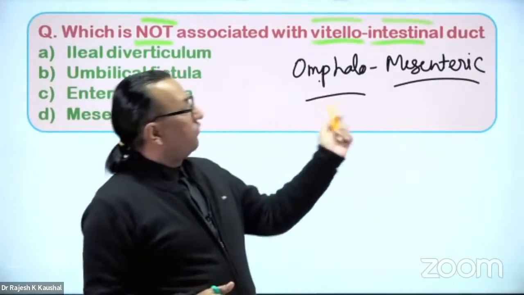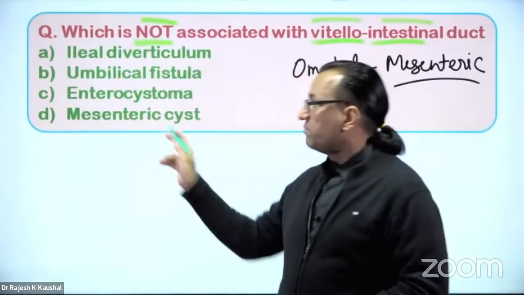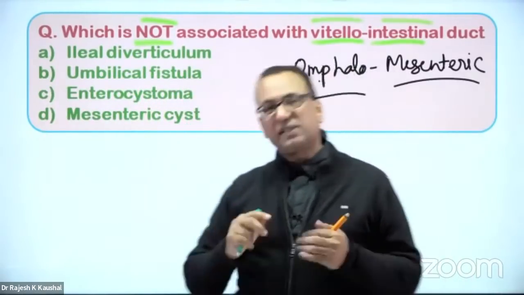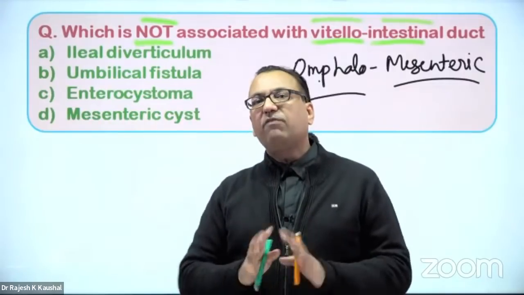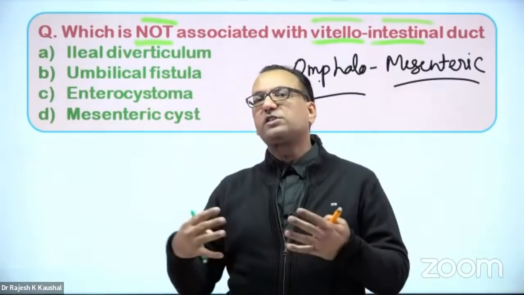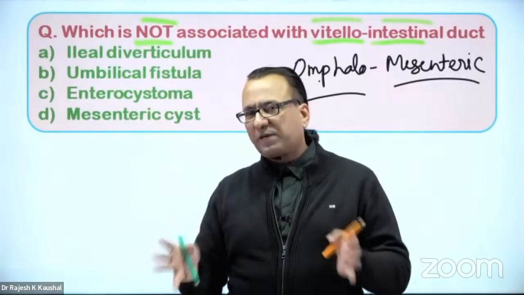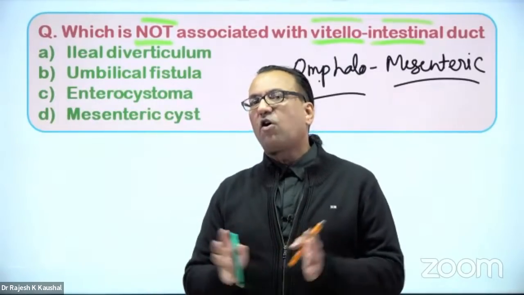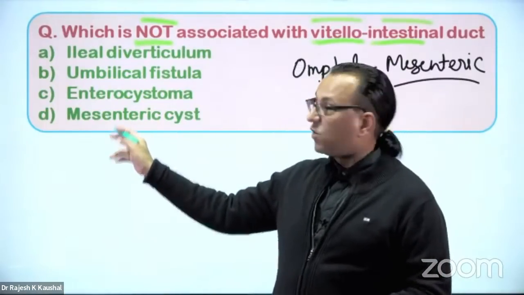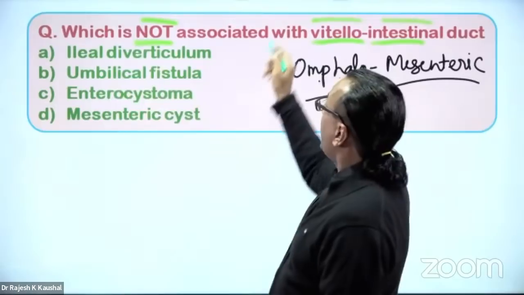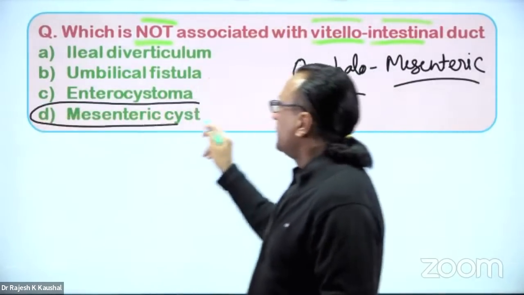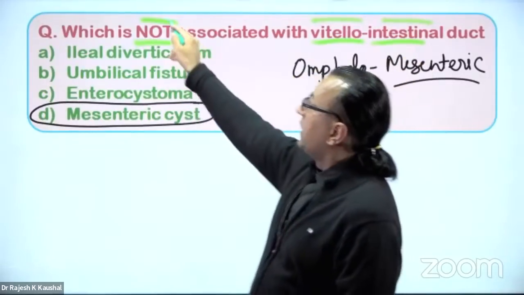Now, there is an omphalomesenteric cyst and there is a mesenteric cyst. There's a difference. A mesenteric cyst is a cyst in the mesentery and it will have none of the layers of the gut tube which we mentioned: the mucosa, submucosa, muscular layer, serosa are present in the vitello-intestinal duct or omphalomesenteric duct, but not in a mesenteric cyst. So immediately we should be able to answer choice D as the exception.